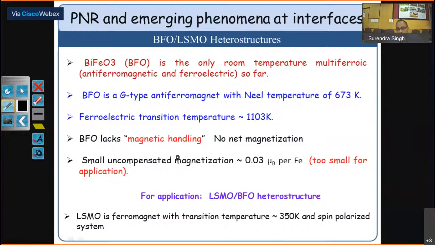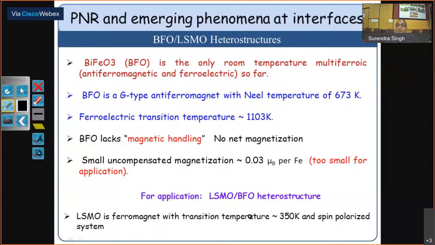So then people thought, okay, if BFO doesn't have a ferromagnetic component, and we want to talk about the multiferroic effect, magnetoelectric coupling, then we should have some ferromagnetism in these systems, which we can couple with the ferroelectric property of this material.